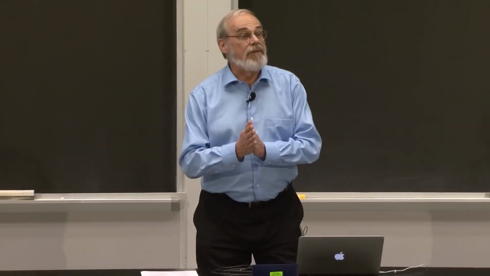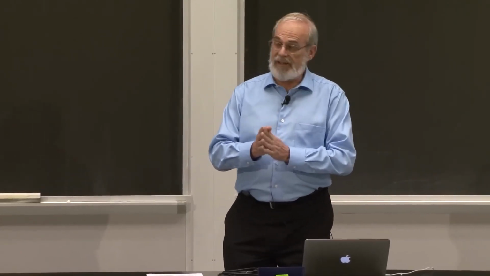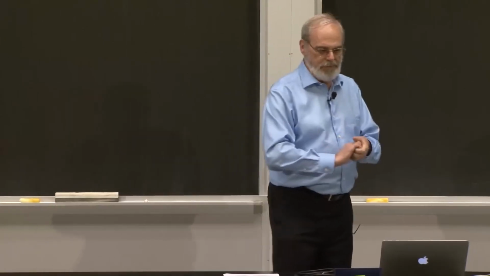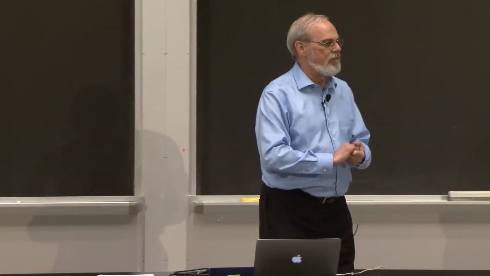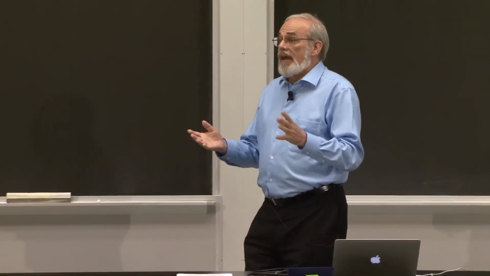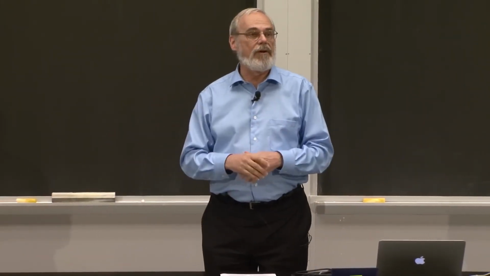Now, you've already seen some of this, right? We did search where we said we could do linear search. Brute force. Just walk down the list looking at everything till we either find the thing we're looking for or we get to the end of the list. Sometimes also called British Museum algorithm or exhaustive enumeration. I go through everything in the list. Nice news is the list doesn't have to be sorted. It could be just an arbitrary order.